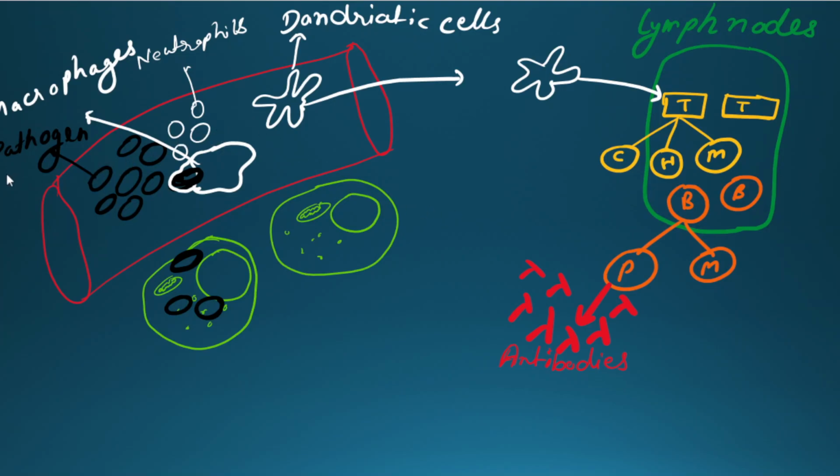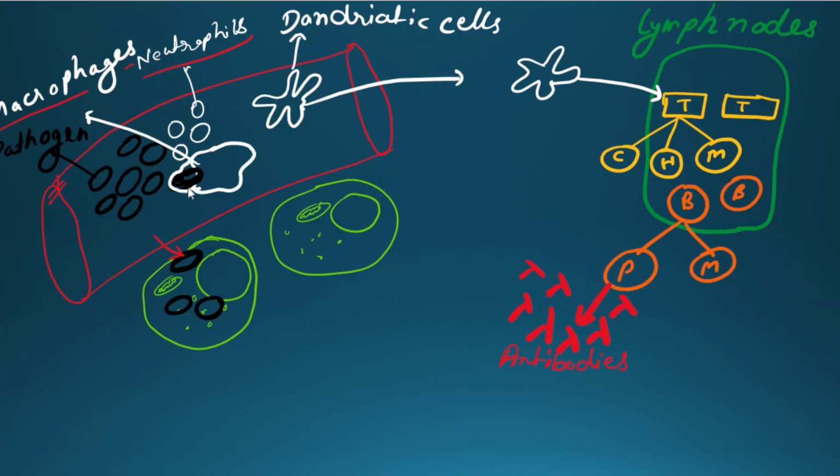Suppose a pathogen has entered into our bloodstream and has started attacking our body cells. First, the neutrophil will come into contact with the pathogen and try to counterattack it. But it is not capable of countering all the pathogens. So then the macrophages will come and engulf the bacterial cells and try to destroy them. This is the part of the innate immunity system.